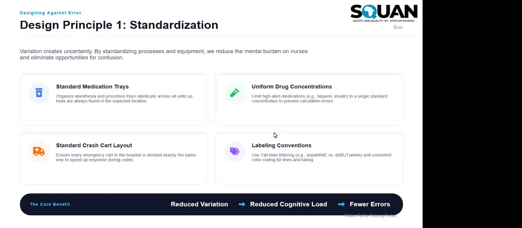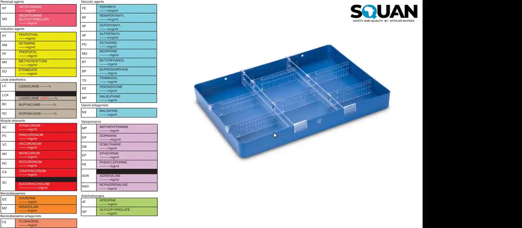So essentially what we're saying is when we reduce variation, then we reduce our mental load of carrying information and trying to calculate things on the go. And also this helps us reduce errors as much as possible. This is just an example of a medication list that shows different categories of drugs with different color codes. This is just an example. And again, I talked about Tall Man lettering. You can apply Tall Man lettering and all of that.